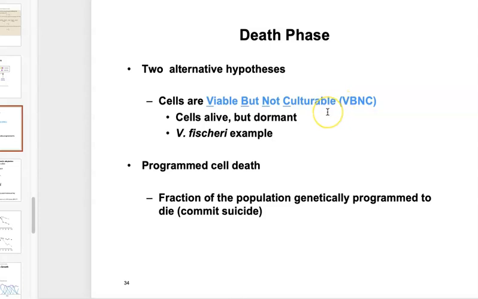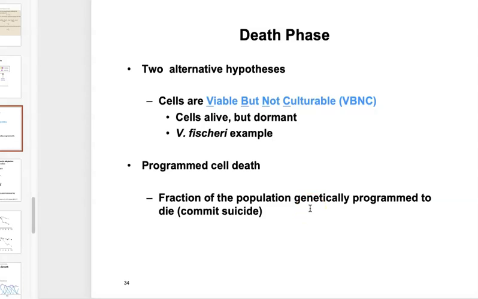So in the case of the salmonella example that I gave you, you may not be able to detect the salmonella using traditional plate counting approaches, but if you ingest those viable but non-culturable salmonella, they can resuscitate in your gut and cause full-on disease. So that's why this is a really important topic and one that's gaining a lot of momentum in terms of physiological research. Programmed cell death is another hypothesis in death phase, where a fraction of the population is genetically programmed to die, essentially. So it's almost like an altruism.